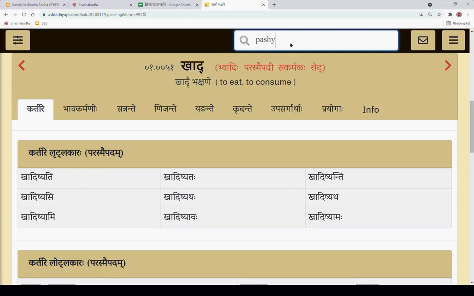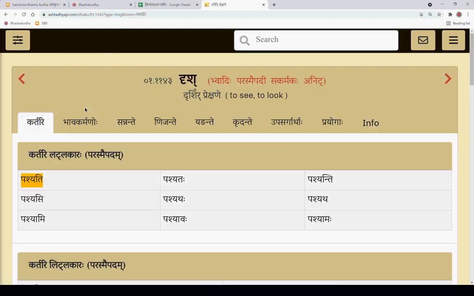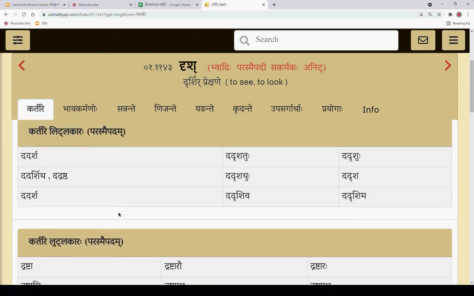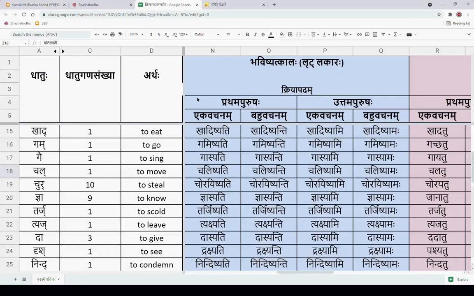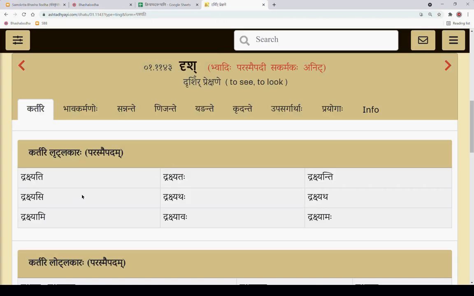Similarly, if you search Pashyati, note that the dhatu is Drish here, not Pash. Pashyati, Pashyataha, Pashyanti, this is the Vartamana Kala, as we know. And note that in Lritlakara, Bhavishyat Kala becomes Drakshati, you don't see the Pashya element here. Drakshati, Drakshataha, Drakshanti, Drakshasi, Drakshathaha, Drakshatha. These can be found here. Some of them are given in the table also, but if you are interested in other forms of other dhatus, or even in the Dvivachanam, Madhyama Purusha, etc., you can find them here easily.